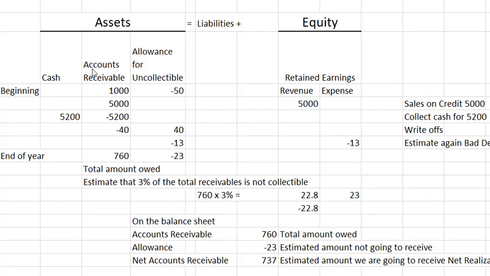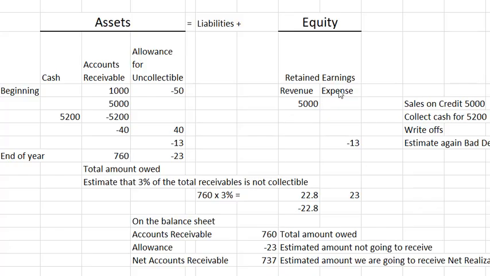So for this example, we're going to have 3 columns: cash, accounts receivable, and the allowance, either allowance for uncollectible or whatever you want to call it. But notice it's a separate column from accounts receivable. And then over here under equity, okay, we're going to look at the retained earnings part. We're not going to use common stock or anything like that. So retained earnings, revenue, expense.